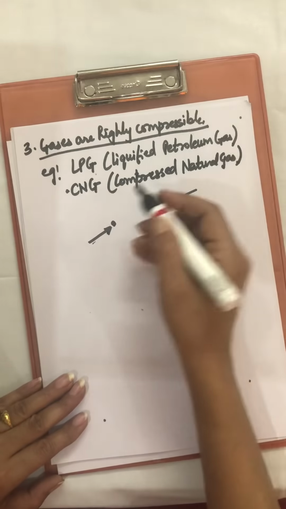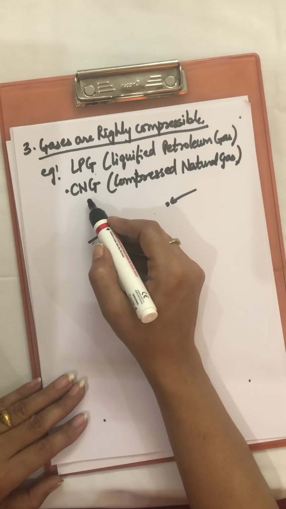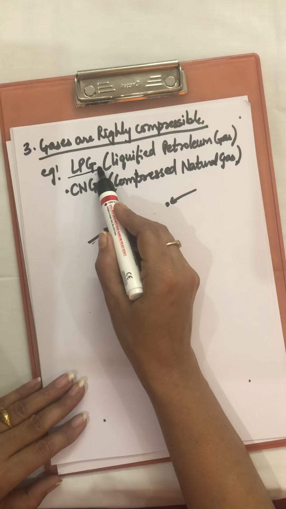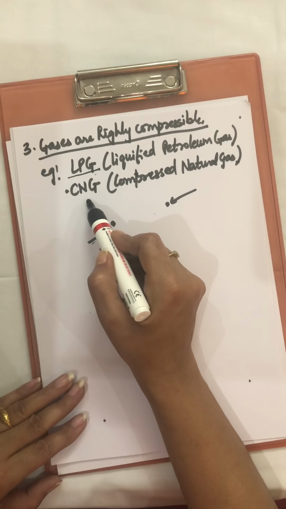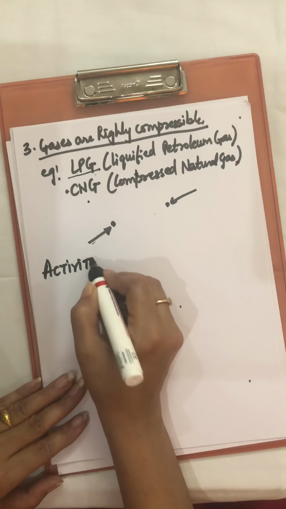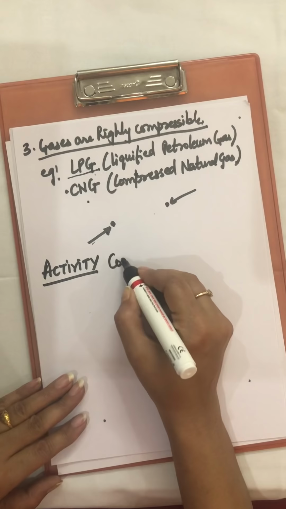This is used as fuel in vehicles. Both these are examples of compressed gases. We compress these gases to pack these in a small cylinder and tanks. Activity: to compare the compressibility of solids, liquids and gases.